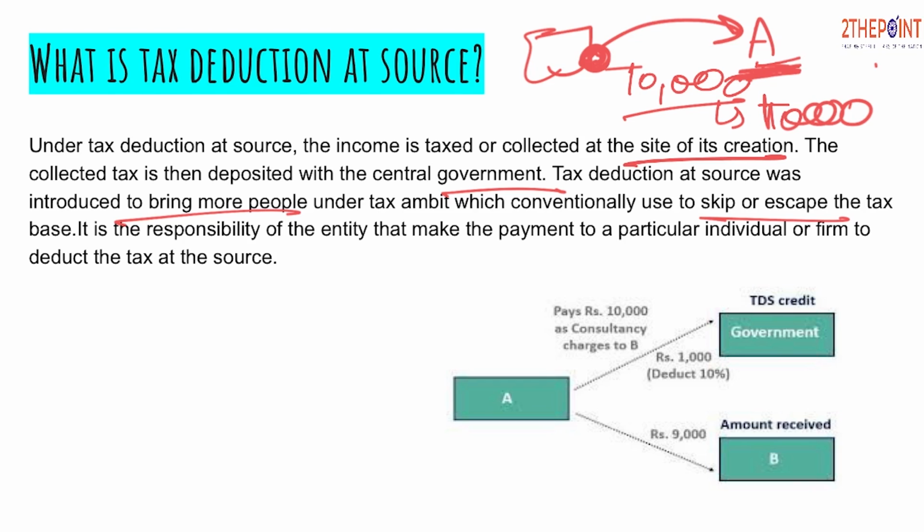It is the responsibility of the entity that makes the payment to a particular individual or firm to deduct the tax at source. Here the liability to deduct the tax is of the firm or the person who is releasing or making the payment, or from where the payment is flowing. So the architect is not responsible for deducting the tax, it is the firm which is releasing or making the payment.